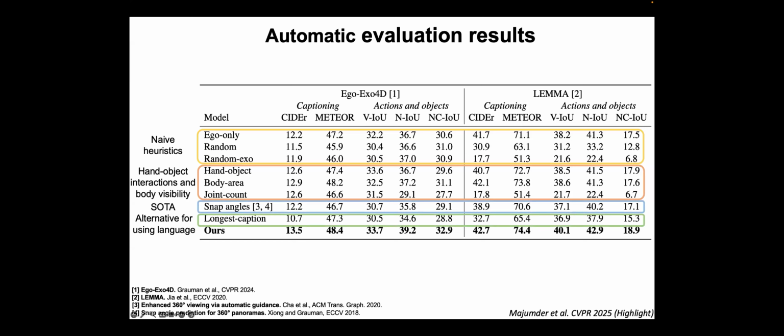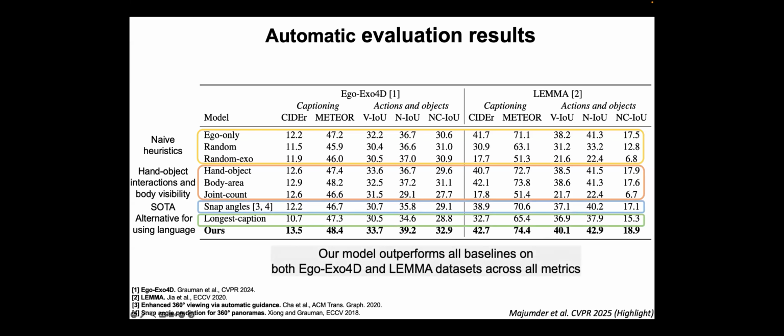For this baseline, we pick the view that produces the longest caption as the best view. This assumes that the longest caption carries the most amount of information about the activity. Our model outperforms all baselines on both datasets across all metrics, showing the benefits of our language-guided training. Please check out our paper for more details, including human evaluation of the models.